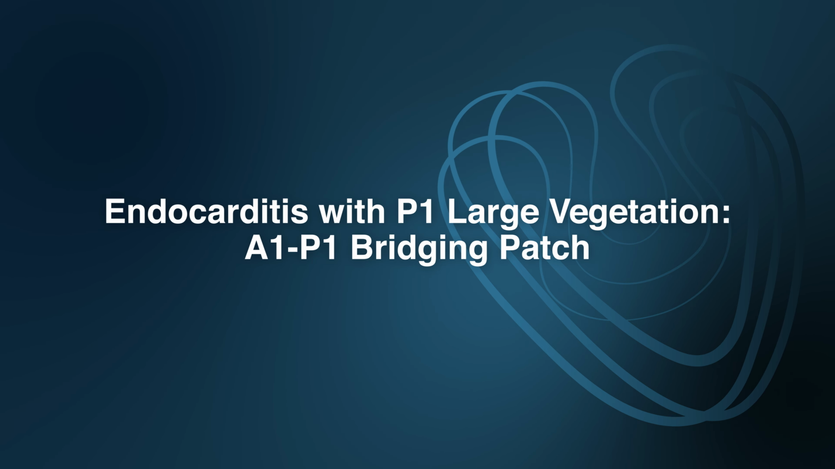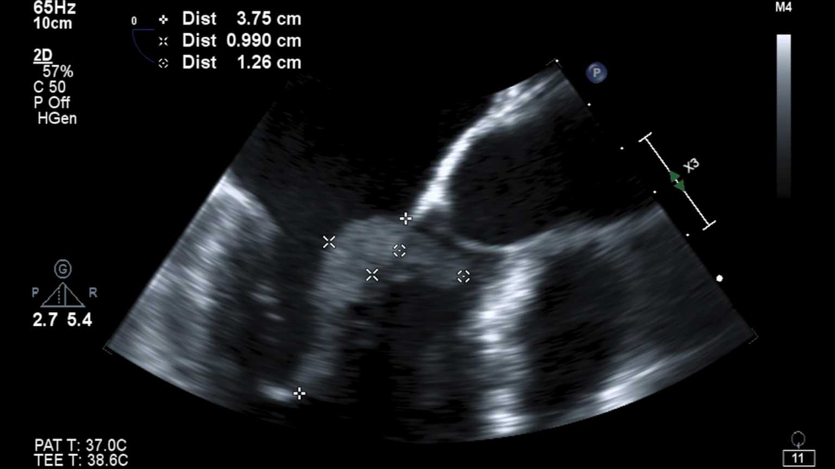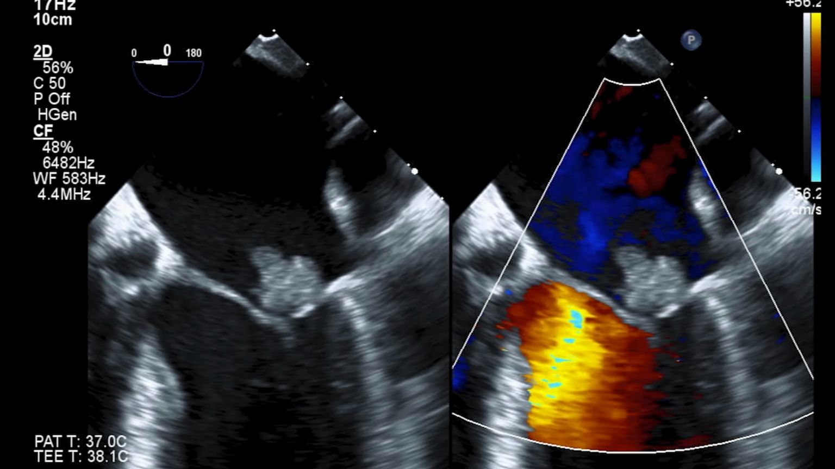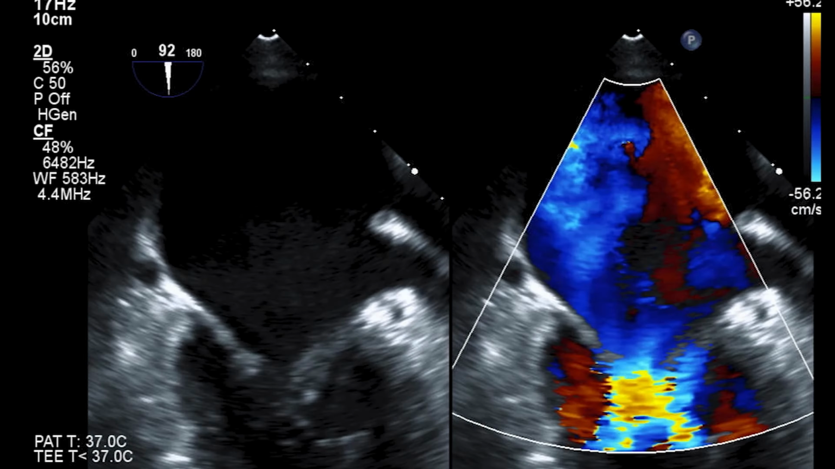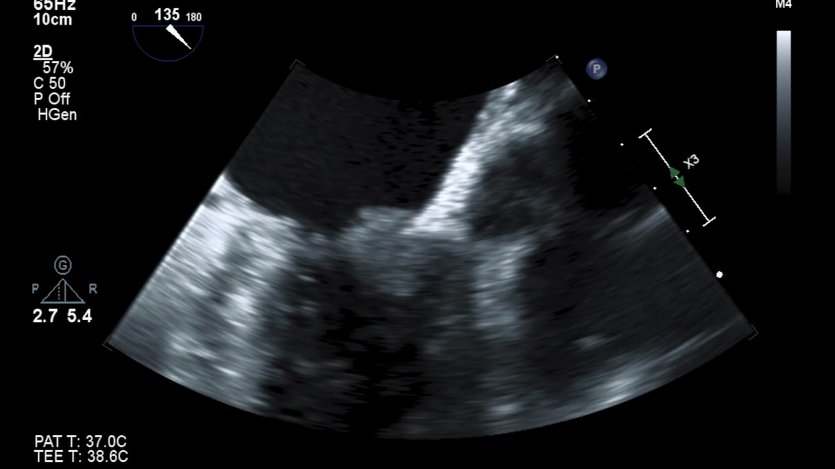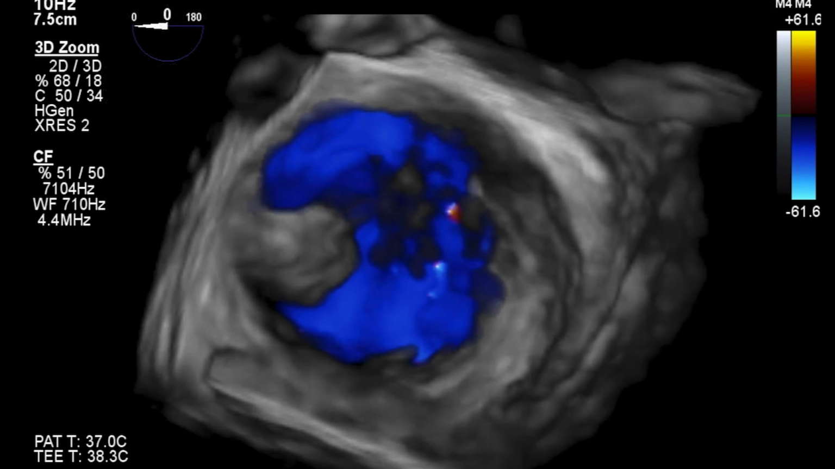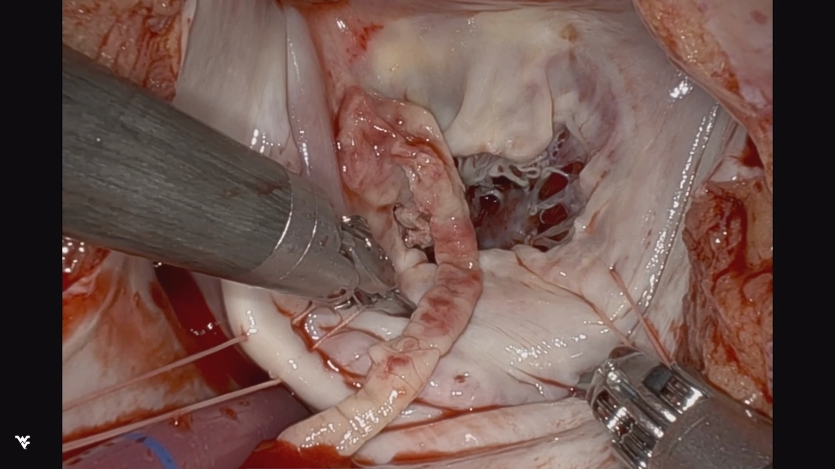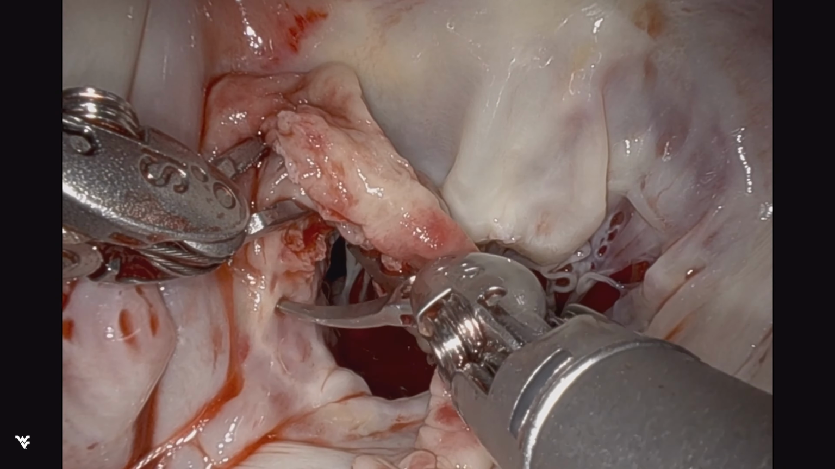Now, occasionally in endocarditis, patients present in quite an extreme state. This unfortunate person presented with an acute stroke with a very large vegetation that was emanating from A1 and P1 at the level of the commissure, with a vegetation not only above the valve, but also in the left ventricular outflow tract, causing embolic phenomenon. Obviously, in the acute state, we proceeded with more of an urgent approach, and you can see the size of the vegetation was quite substantial.